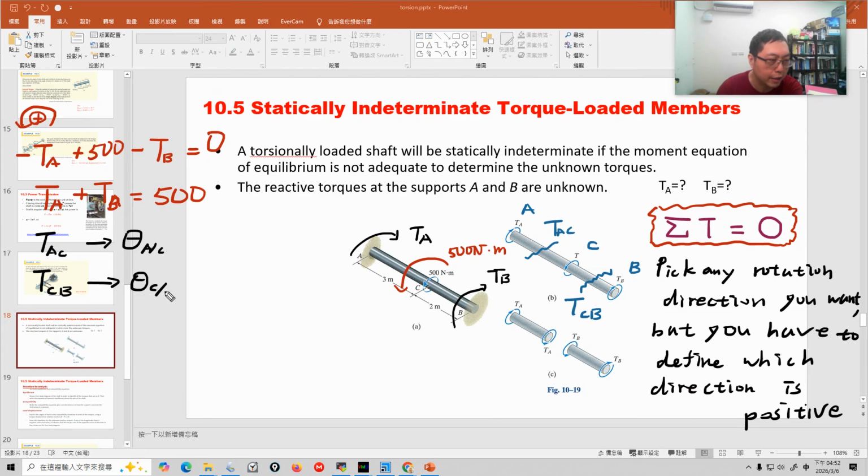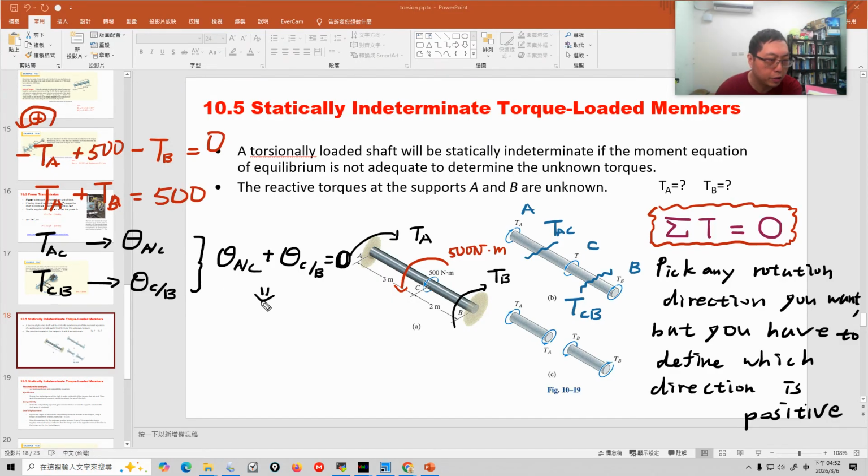Angle of twist, theta CB. Because of this, we have to use it to find the constraint of the system. The constraint of the system is this. Let me write a conclusion: theta CB equal to 0. What does that mean?